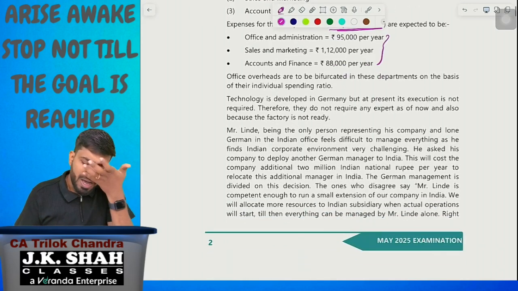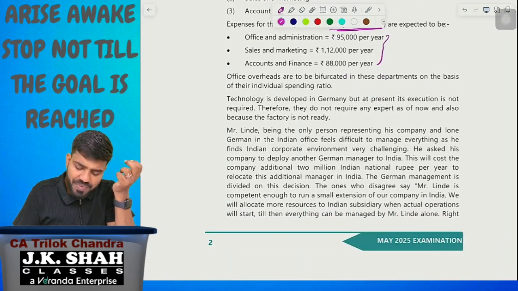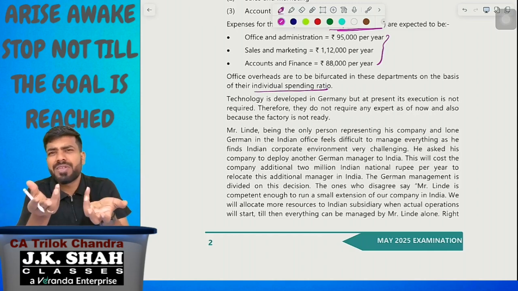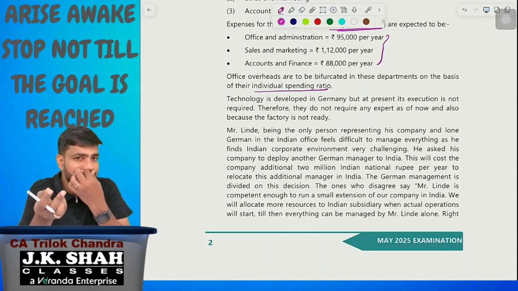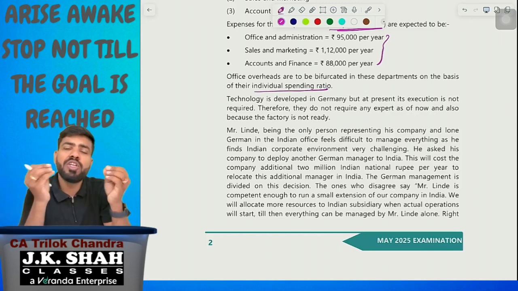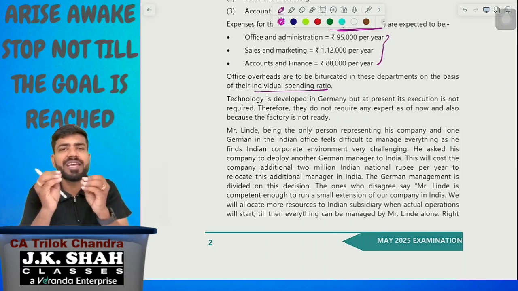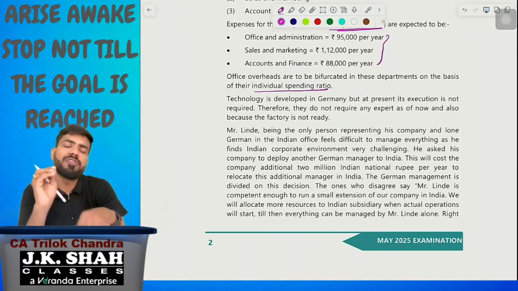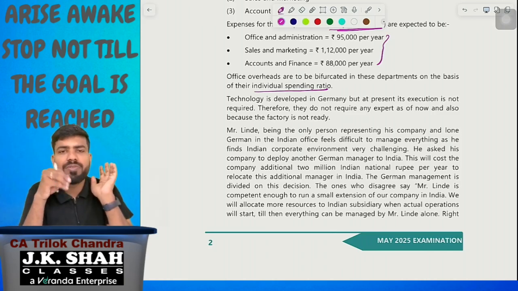Okay, now. Office overheads are to be bifurcated among these departments on the basis of individual spending ratio. So what they mean to say is, whatever expense is incurred by the respective department will be allocated to the same department. That is the meaning of that.